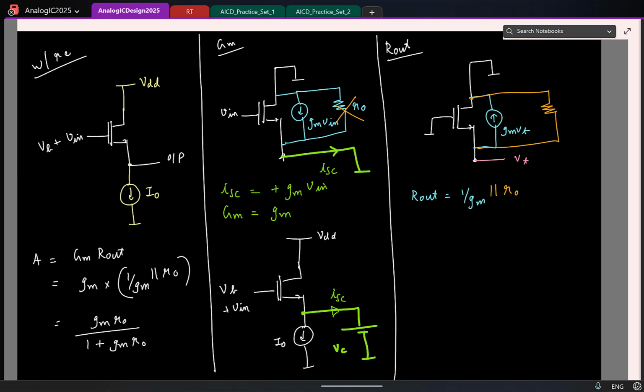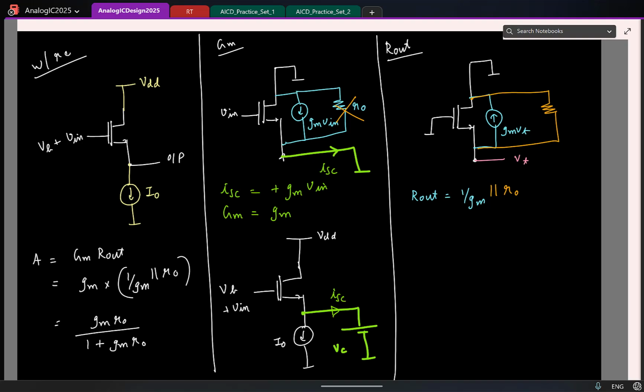Is that clear? Because when I say I'm finding the short circuit current or short circuit gm, I'm merely referring to the small signal short circuit. It is not as though the actual node there is connected to the hard ground. Awesome. And the output resistance, as we saw, is 1/gm parallel r0. A few more pointers on that, but before that, is this calculation or explanation clear? Okay.